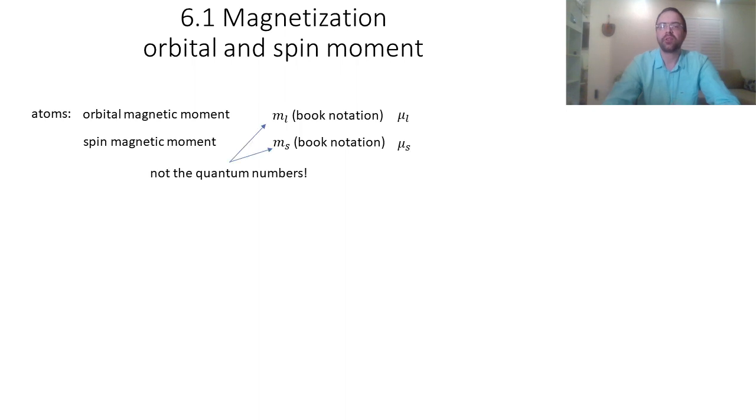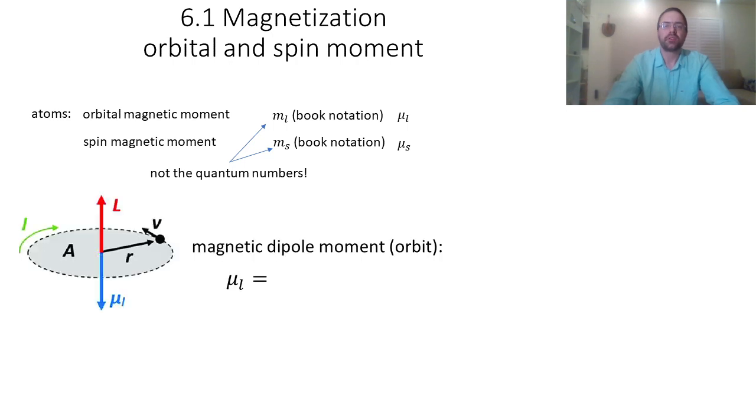Now, these notations are a bit confusing because there are also quantum numbers that are labeled as m sub L and m sub S. So you should know that there are other notations for the orbital and spin magnetic moments, for example, mu sub L or mu sub S. Because this class is mostly at the classical physics level, not at the quantum level, we should not have issues with the notations of the book. So I will keep the notations of the book unless the formula is quantum.